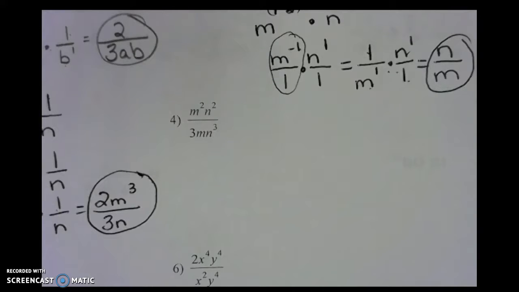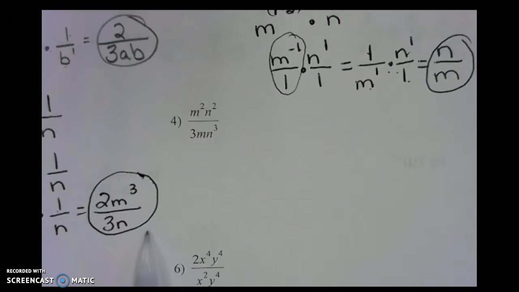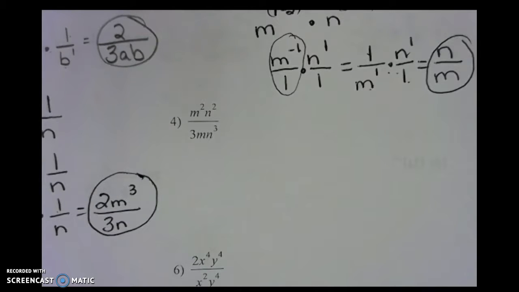Okay, we went over 1, 2, and 3 this morning in class. You can see the answers to those here. We're going to move to number 4. We've got m squared times n squared divided by 3m n to the third.